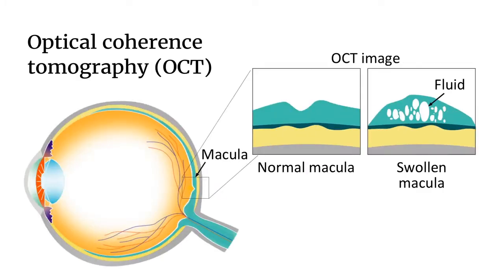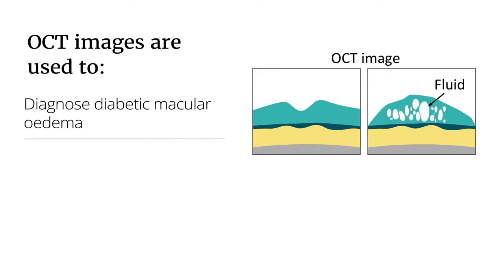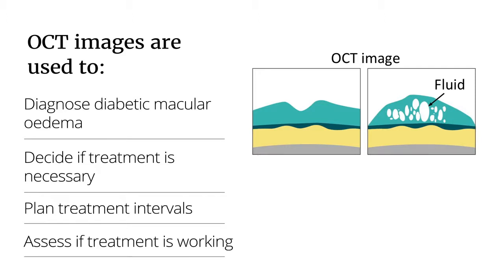OCT imaging provides a unique cross-section of the retina, showing how it's structured. In a well-resourced eye clinic, most clinicians rely heavily on OCT scans to diagnose diabetic macular edema, decide if treatment is necessary, plan treatment intervals, and assess if the treatment is working.